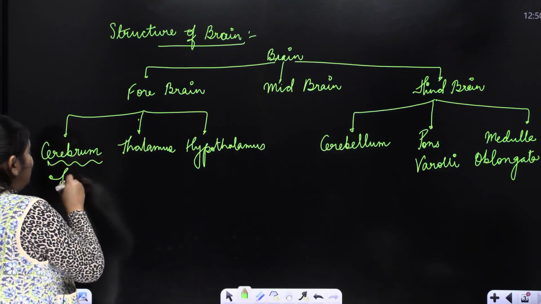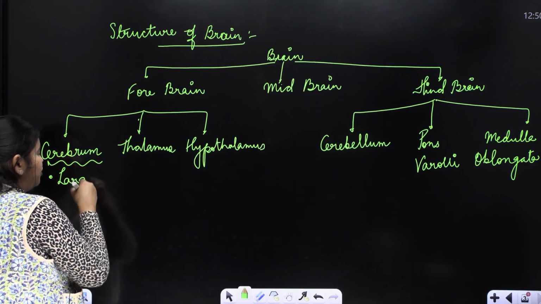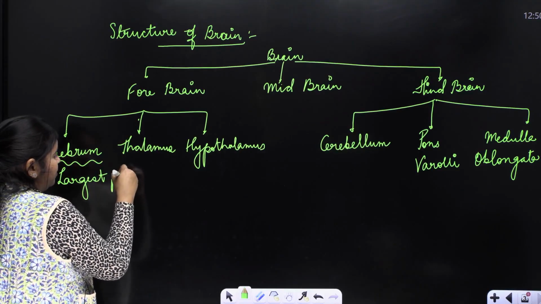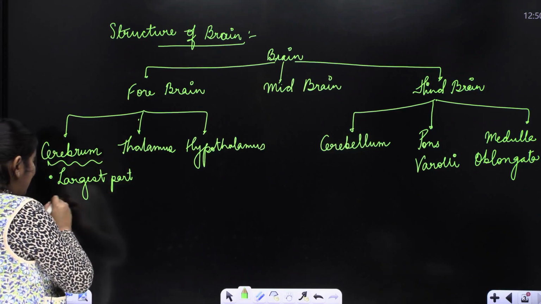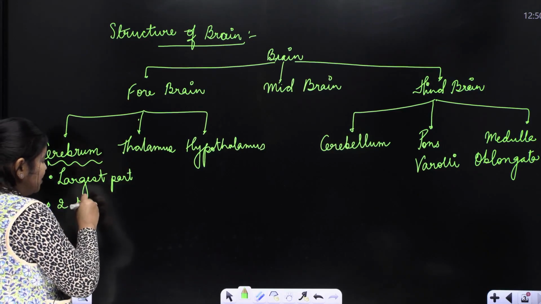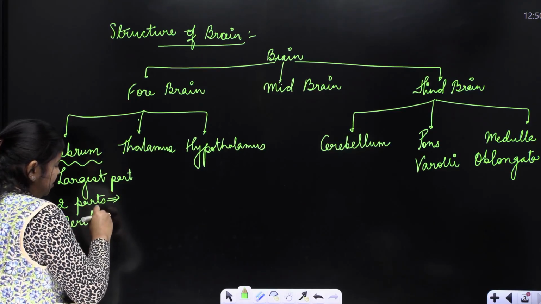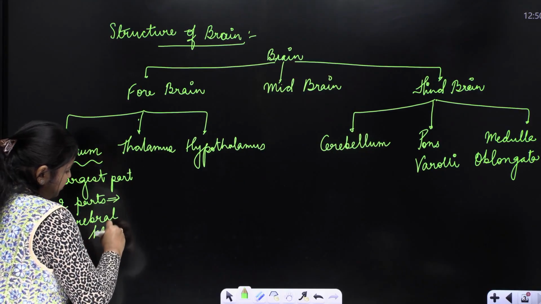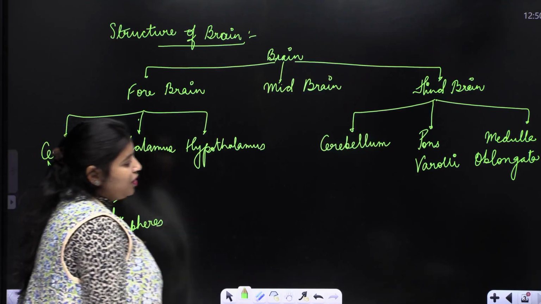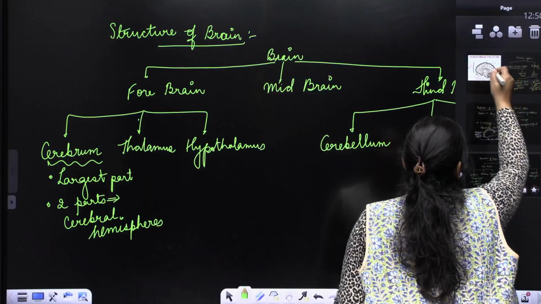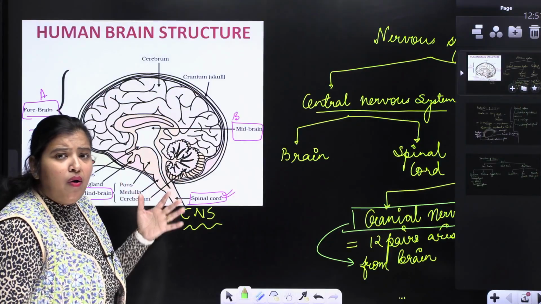All right, so let us talk about the first component, which is the cerebrum. Cerebrum is the largest part of the brain. It has two parts, and these two parts are called the cerebral hemispheres. Now, when we look at the diagram, we are not able to locate the cerebral hemisphere. Then how are we going to figure it out?